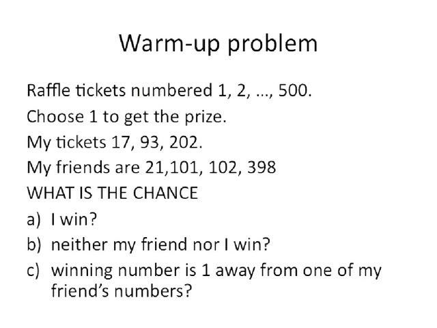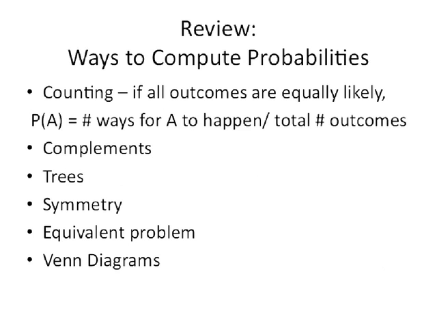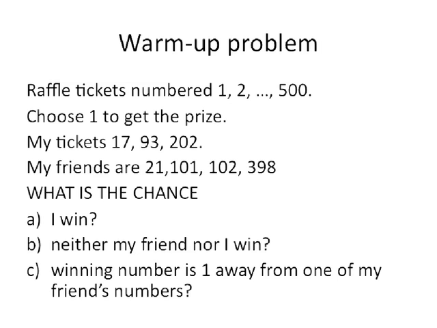So I have 3 problems here. What's the chance I win? What's the chance my friend and I both lose? Neither my friend nor I win. And what's the chance that the winning number is 1 away from one of my friend's numbers? All right, so why don't you just take a minute to scratch out what you think the solutions are. And when you're doing that, think about these different ways: counting, complements, trees, symmetry, equivalent problems, and Venn diagrams. And which of these do you want to use? Do you want to see these, or do you want to see the problem? Problem. Okay. There's the problem.